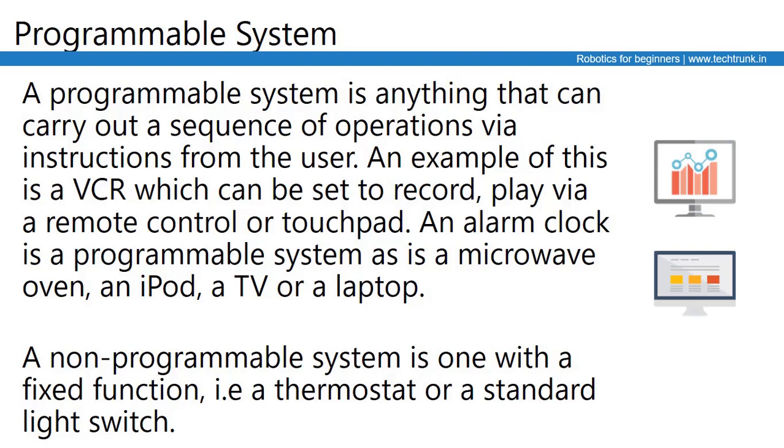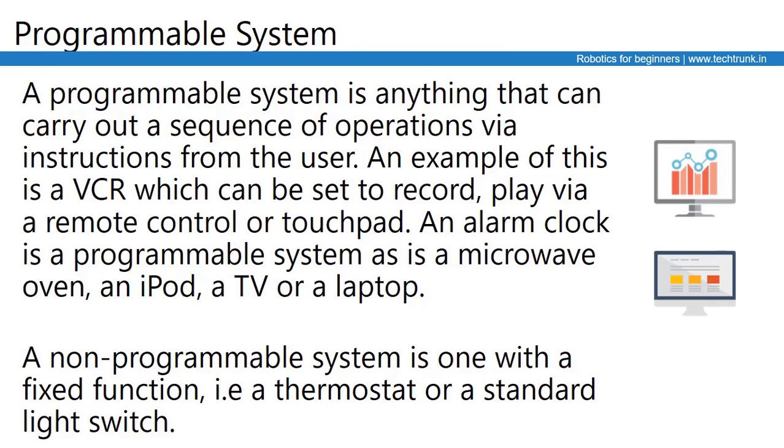An alarm clock is a programmable system, as is a microwave oven, an iPod, a TV, or a laptop. The common thing in all these devices is they carry some infrastructure to store a particular program or set of instructions and follow those instructions. Whereas a non-programmable system is one with a fixed function, like a thermostat or a standard light switch, which do not have any set of instructions. It only follows the logic through which it is connected in hardware.